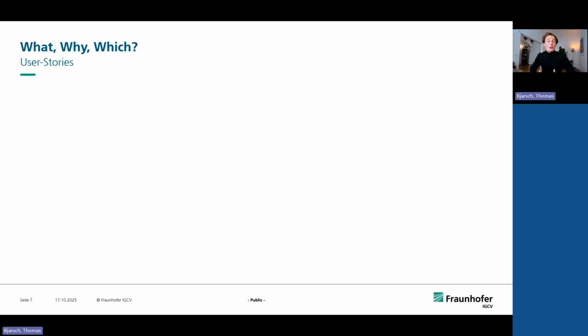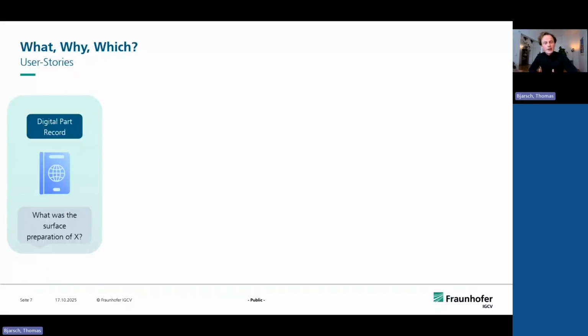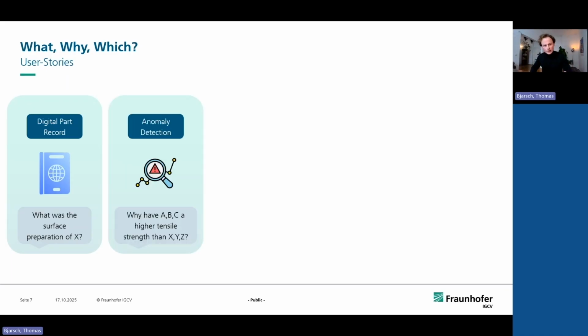Together in this consortium, we asked ourselves what should be done actually with our tool. So what, why, which. And in this case, we had 5 user stories or 5 use cases. The first one is the digital part record. So we want to follow a manufactured hybrid material part and ask, for example, what was the temperature or what was the material used for exactly this part which I have here in my hands. The second use case was anomaly detection. So let's assume you manufacture one batch of parts or specimens and they differ in some attributes from another batch that you manufactured. And now you want to know why actually, or what are the differences.